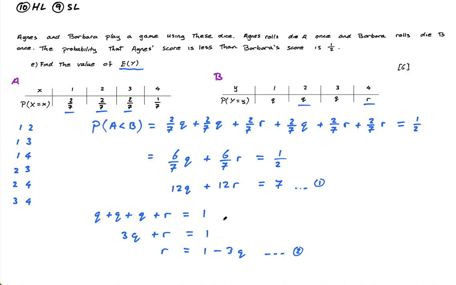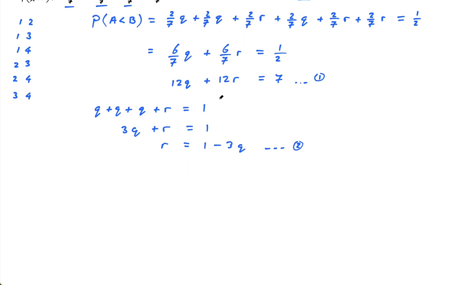You could solve these two equations by elimination. I think I'm just going to use substitution because it's as easy. So let me write this down: substitute equation 2 into equation 1. So I have 12q plus 12r, and this is my r, 1 minus 3q. 12q plus 12r equals 7. Now I just have one equation with q in it, which is great.